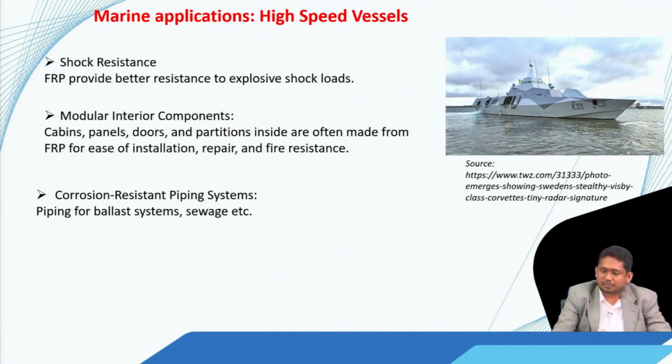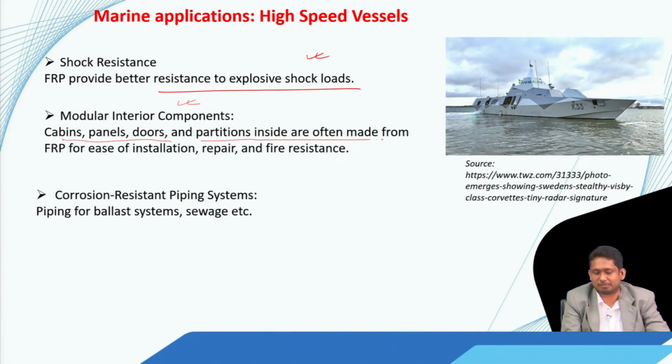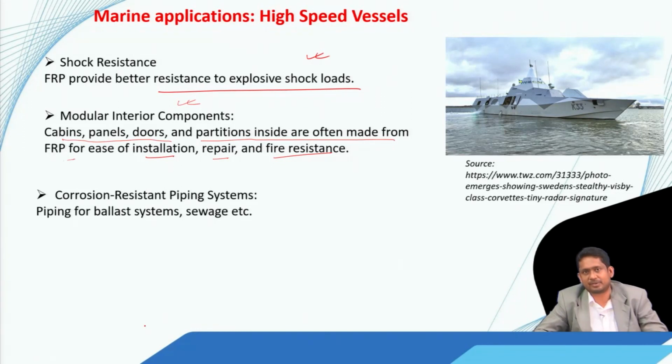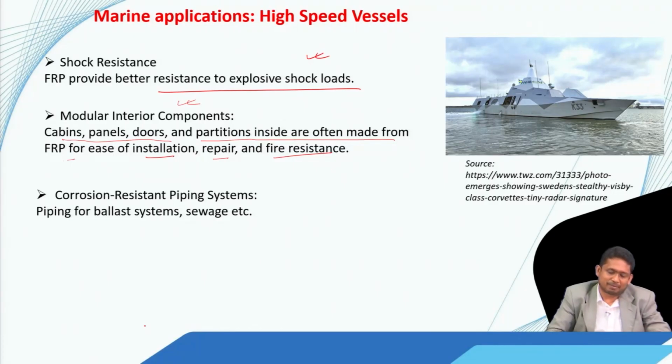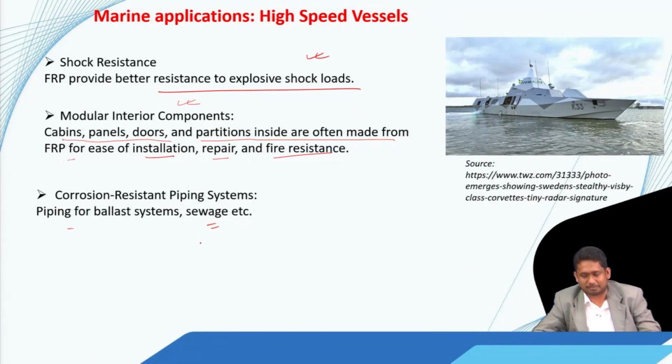All right. When there is an underwater explosion, composite gives a better response to the shock load. And apart from that, modular design of interior components is possible. Cabins, panels, doors and partitions inside are often made of FRP for ease of installation, repair and fire resistance. And not only that, in these vessels there are often ballast systems. A ballast system is a chamber where we add water, that we call ballast, or we can remove water, that we call deballast, and that is generally done for controlling the buoyancy. So, for ballast piping and sewage piping also composites are used.